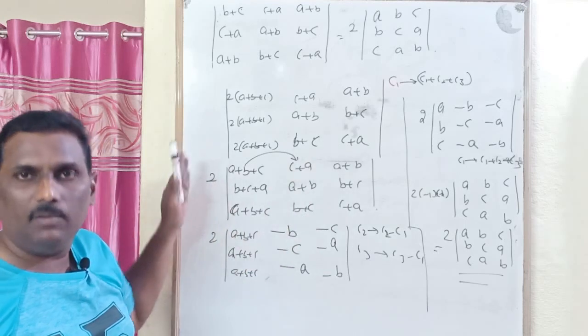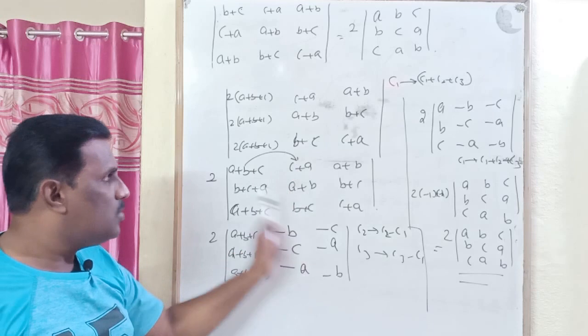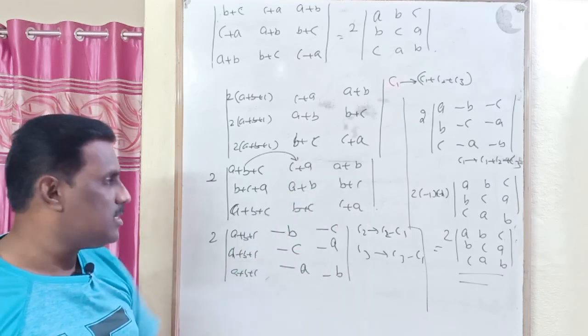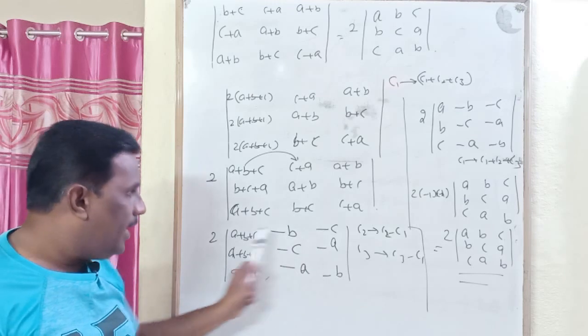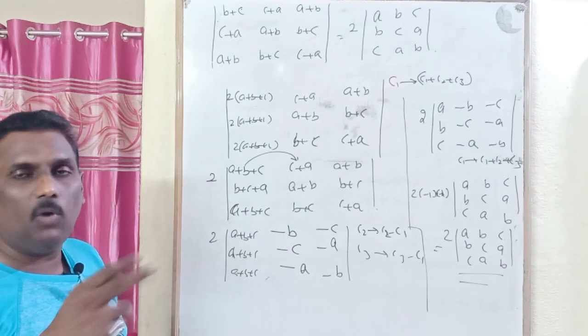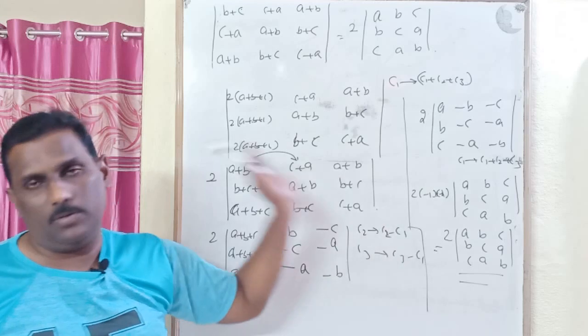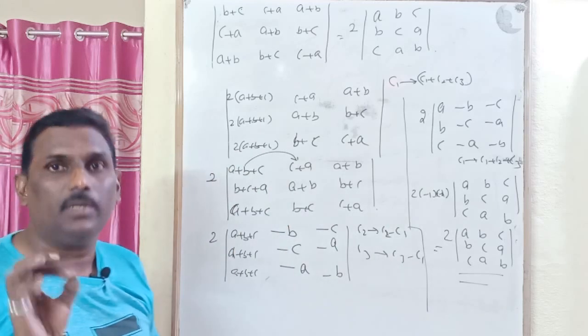So all columns are added. I have taken 2 common, then C2 minus C1, C3 minus C1 was done to get the answer almost the same except the minus sign, and again added this to get rid of the unwanted terms. Then I got the solution. This is also one of the important questions.